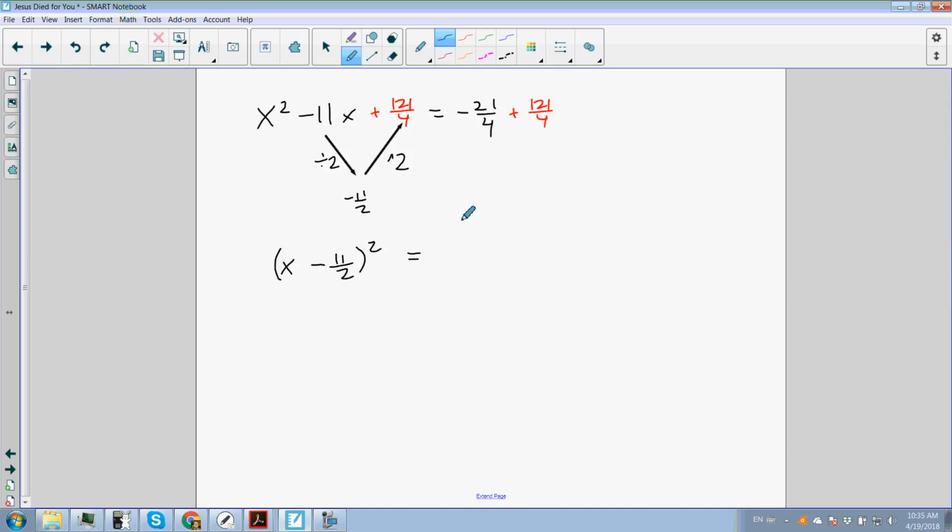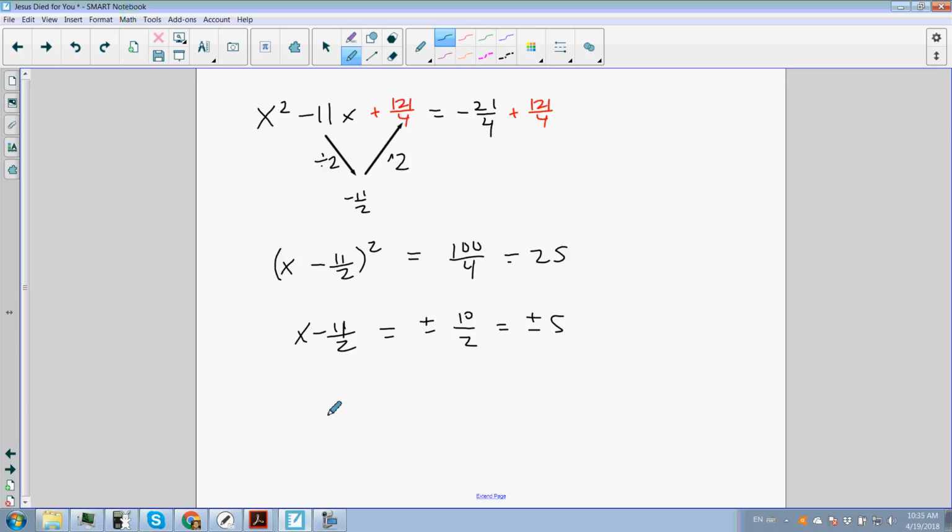So now this is negative 21 fourths plus 121 fourths. Well, that turns out nicely to be 100 fourths. So x minus 11 halves squared equals 100 fourths, and we take the square root of both sides. This could be positive or negative, whatever multiplies by itself to get 100 fourths. That will be 10 halves. Well, gee, yes, 100 fourths actually is 25, and so really we're talking about plus and minus 5.